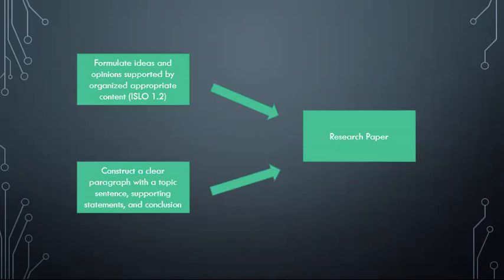Sometimes one larger assignment can address multiple outcomes. For example, a research-driven paper could demonstrate outcomes such as formulate ideas and opinions supported by organized, appropriate content, and construct a clear paragraph with a topic sentence, supporting statements, and conclusion.